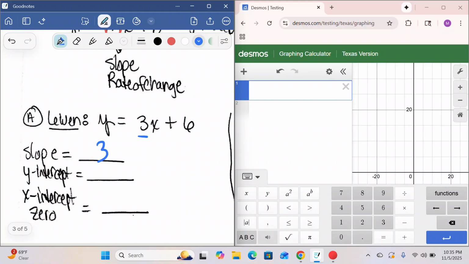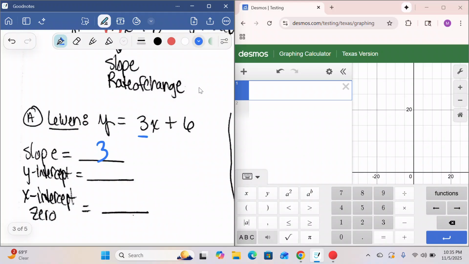Just by looking at that, you have your given y equals 3x plus 6. The slope, or the rate of change, is the number next to the letter x. So that's going to be 3. So the slope, or the rate of change, is 3.